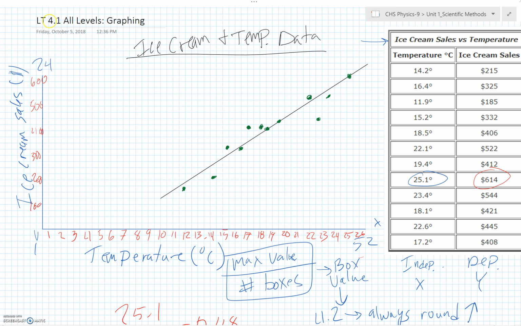We're covering Learning Target 4.1 on graphing. Previously, we made this graph by going over the basic level, which is graph creation. We're done with that, and this video is going to be at the meets level, which is on slope calculation with units. I'm going to erase this, but you can write this at the top of your paper.